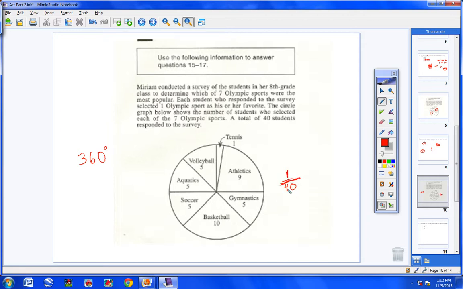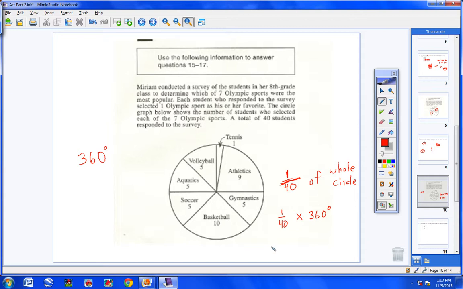Now, please watch this. That's 1/40th of the whole what? The whole circle. Do you see that okay? Does that make sense? This little sliver is 1 out of 40 people. So that little sliver is 1/40th of the whole circle. Now, if it's 1/40th of the whole circle, what does the word of mean in math? Multiply. What's the whole circle? How many degrees? 360 degrees.